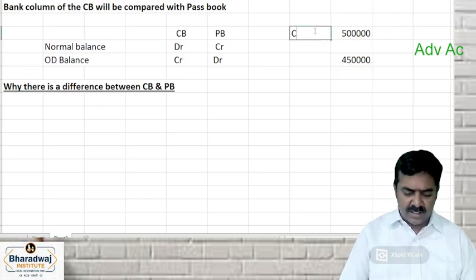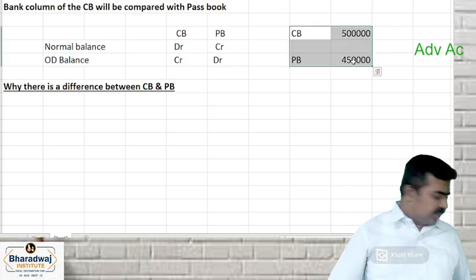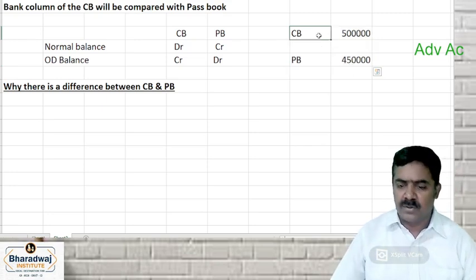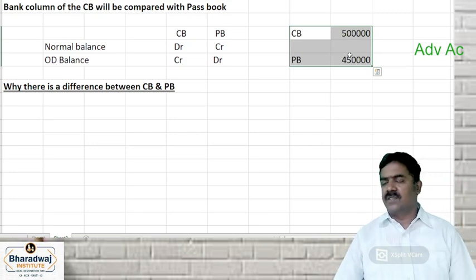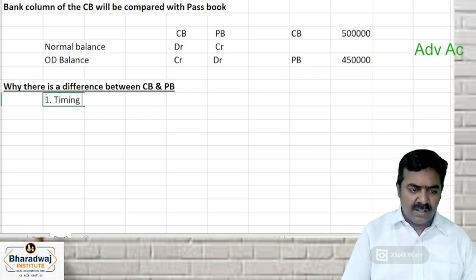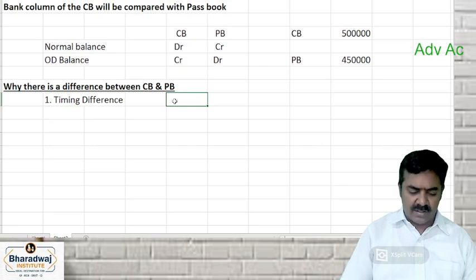This is the balance as per the cash book. This is the balance as per what? Passbook. There is a difference of 50,000 rupees. Why is there a difference? There are two reasons. One is timing difference. What do you mean by timing difference?